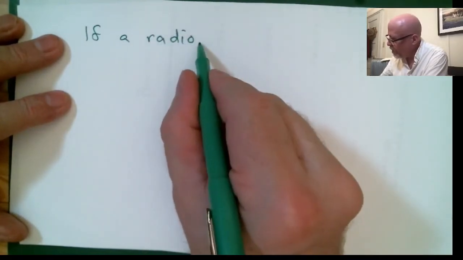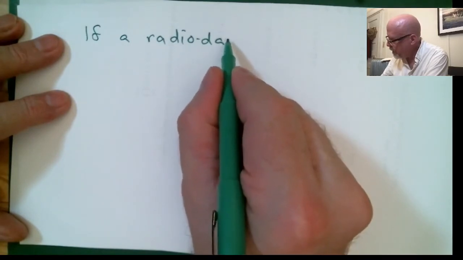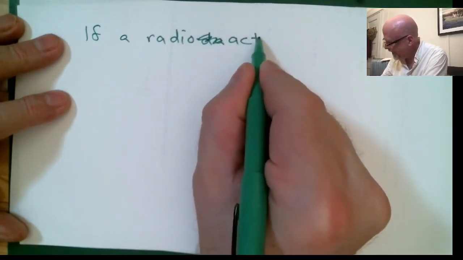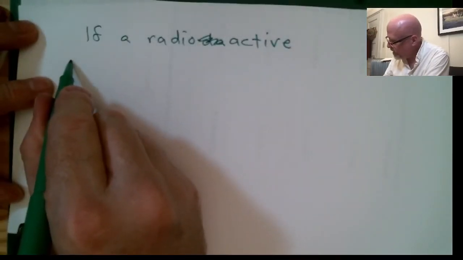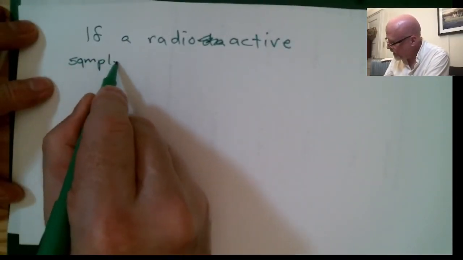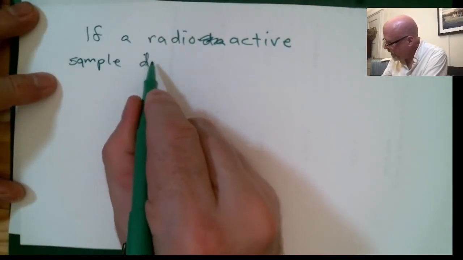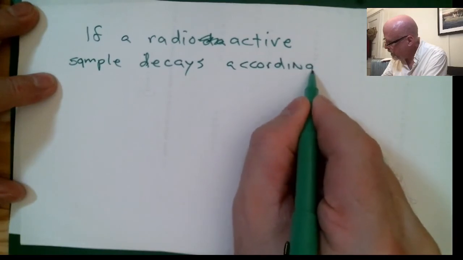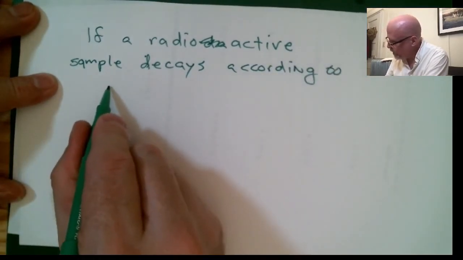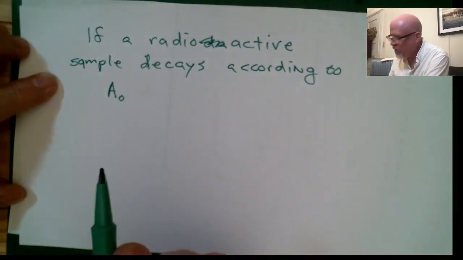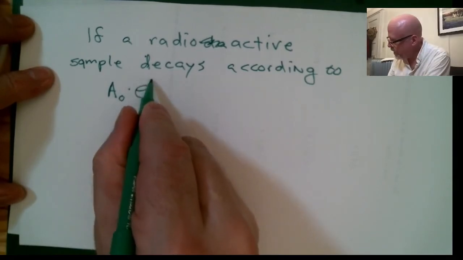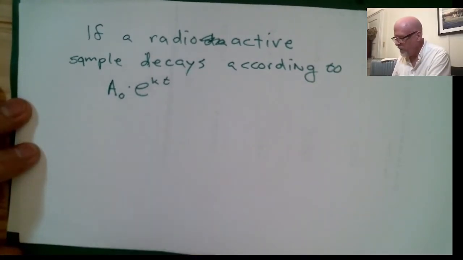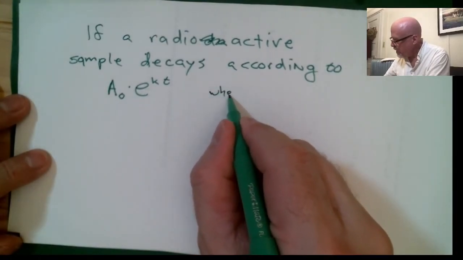I'll give you a decay problem. This is somewhat physically realistic, making up the numbers. A radioactive sample decays according to a particular formula. In science, they almost always do this. They put A zero as the initial amount, and then we'll have E to the K times T. I'm using T for the variable just because this is a time sensitive thing. But if you like, you could think of that as X, where K is actually going to be negative.